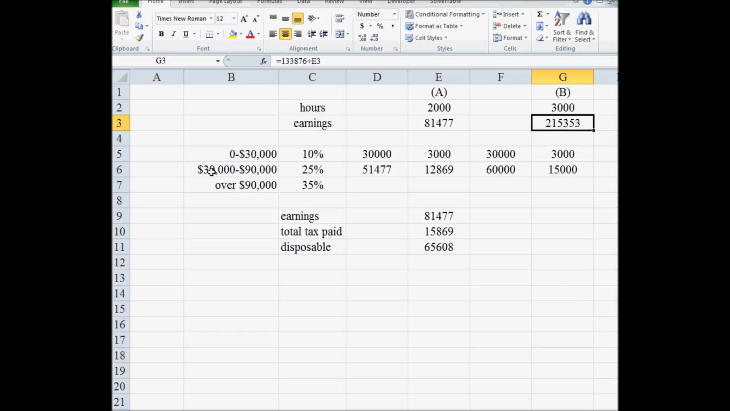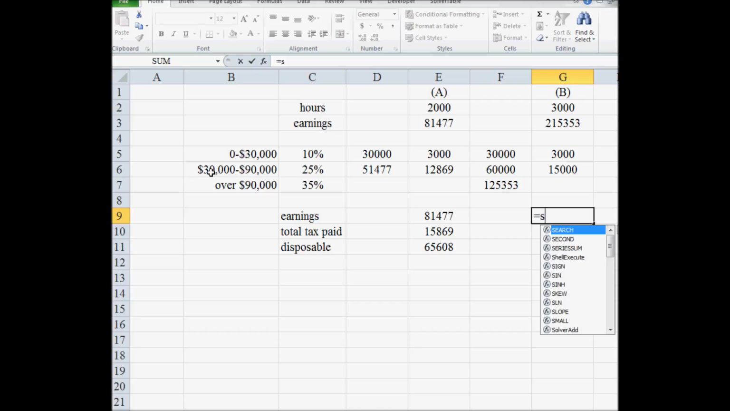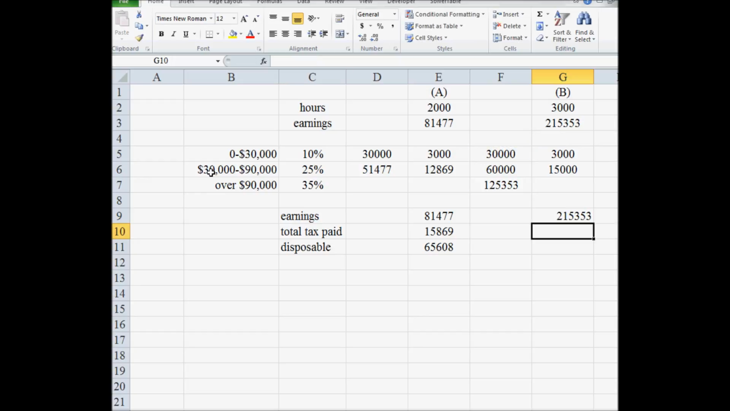Now, since your earnings are $215,353, and you've already paid tax on the first 90, down here we subtract the first 90 from our total earnings. So you pay tax on the first $30,000 at 10%. You pay 25% tax on the next $60,000, and you pay 35% on the last $125,353. If I sum these three values, I get earnings for scenario B, $215,353.